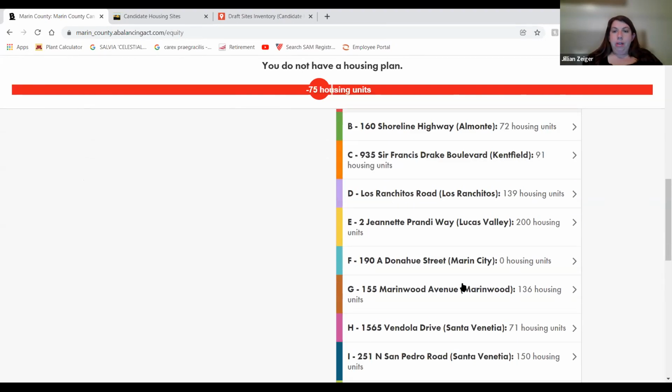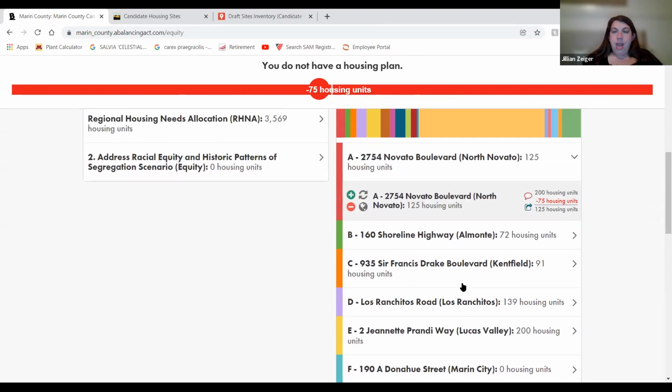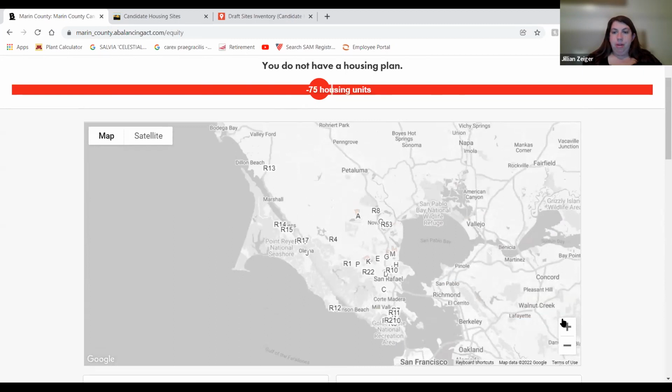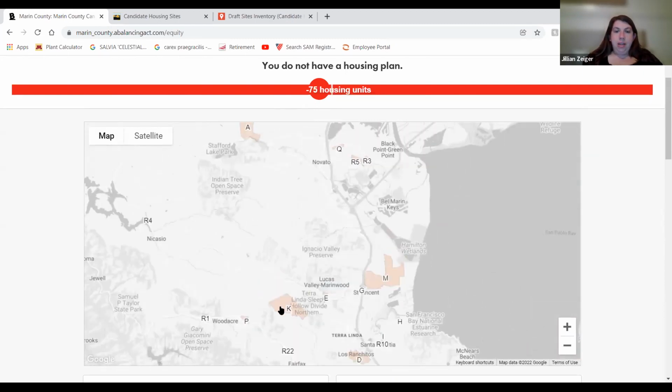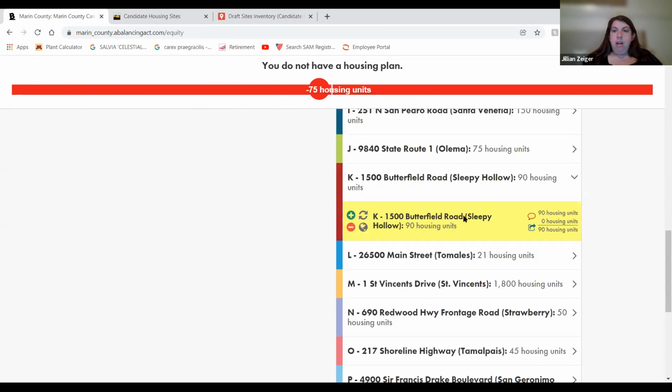So I will look elsewhere in the county, and I can use this list, or I can use the map. So I'm going to use the map to say, okay, I actually think that we should have more sites here on Butterfield and Sleepy Hollow. So I just press the plus here until I get back to the housing plan.